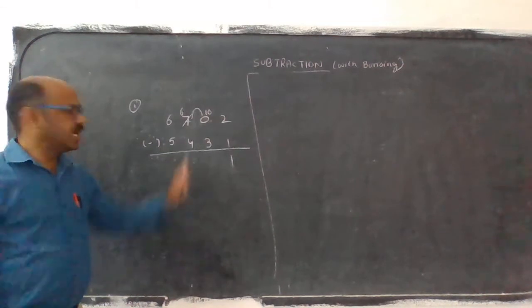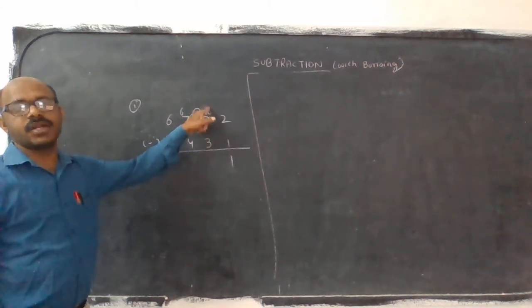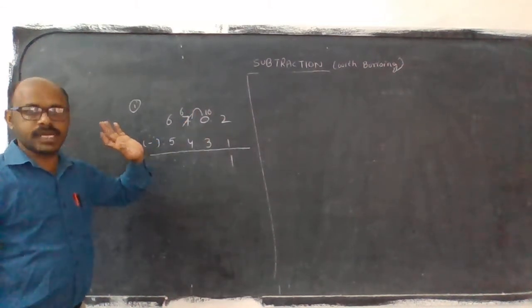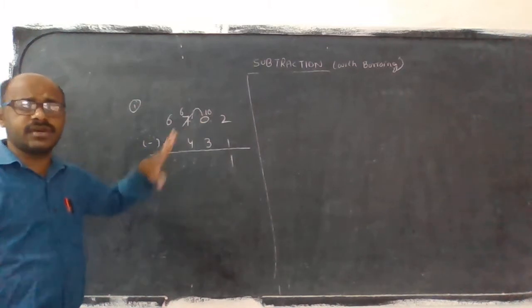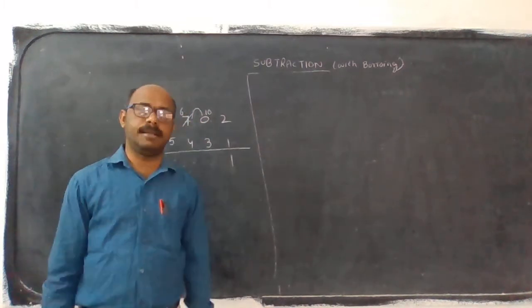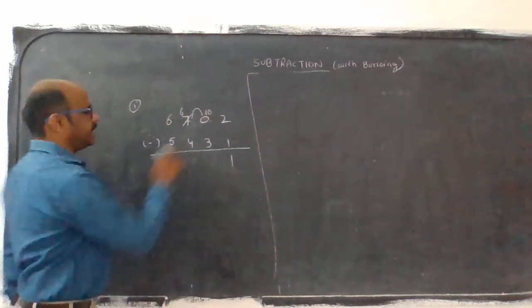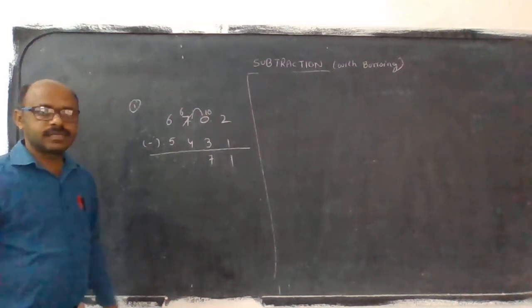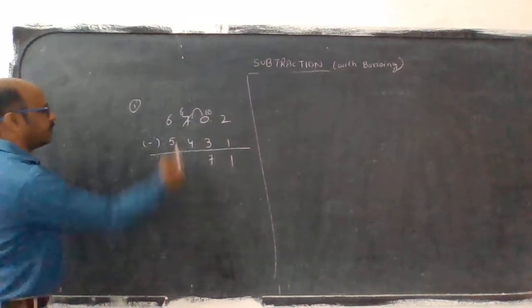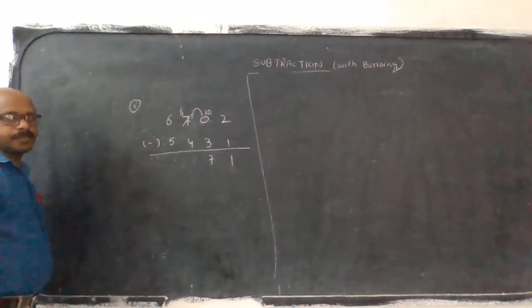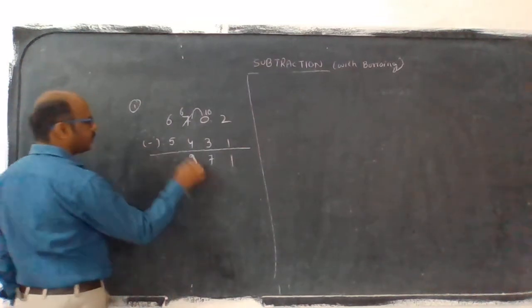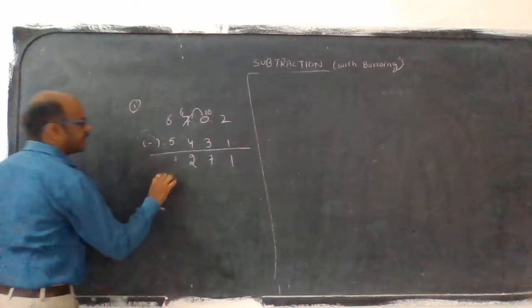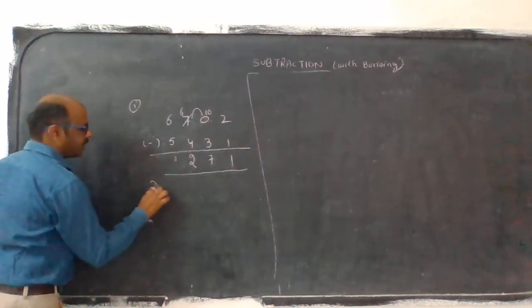That's it. If a value is there, then add 10. If the value is not there, if 0 is there, 10 plus 0 is always 10 only. So it will be 10 minus 3 is 7. Now it will be 6 minus 4, which is 2. Then 6 minus 5 is 1. So it will be the right difference.